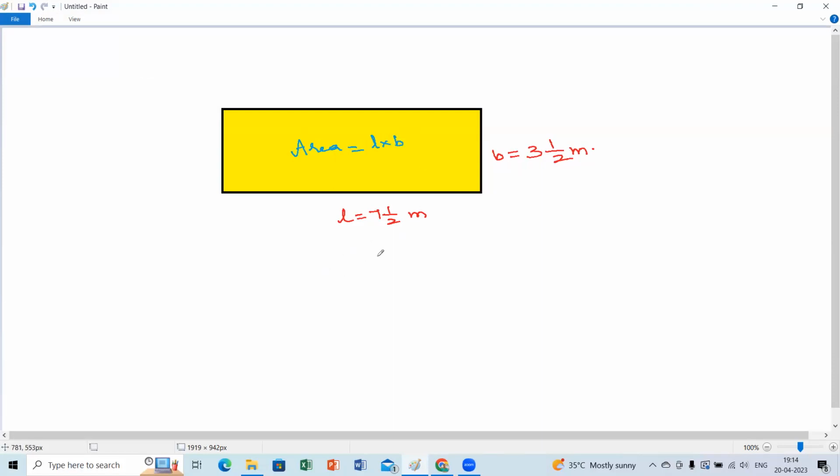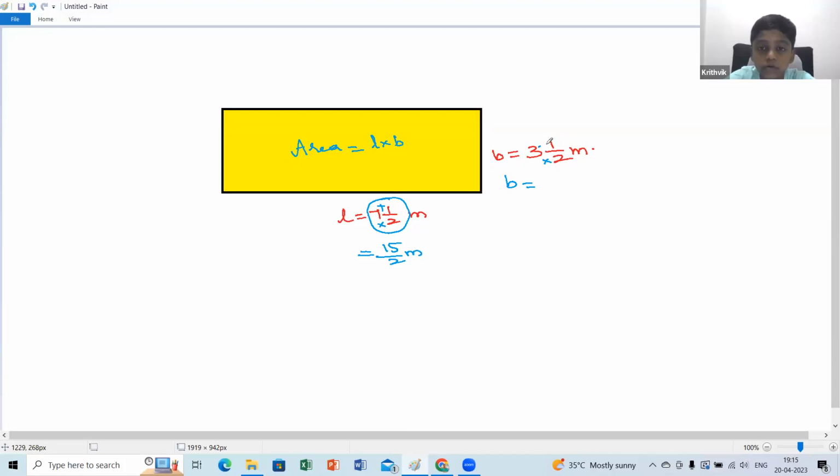But how are you supposed to multiply? Because length is in fractional form, mixed numbers. What we will do for a mixed number is convert it into an improper fraction by multiplying the denominator with the whole part, then adding the numerator. 7 2s are 14, 14 plus 1 is 15 by 2. What about breadth here? 3 2s are 6, 6 plus 1 is 7, 7 by 2.